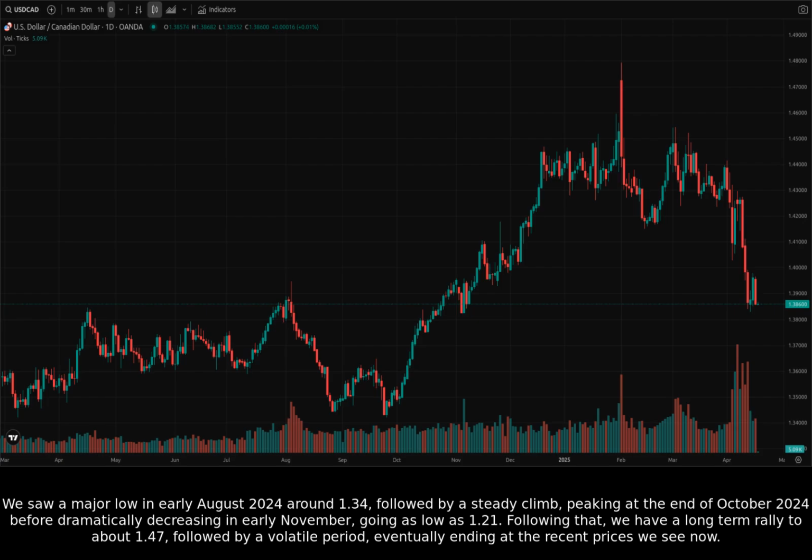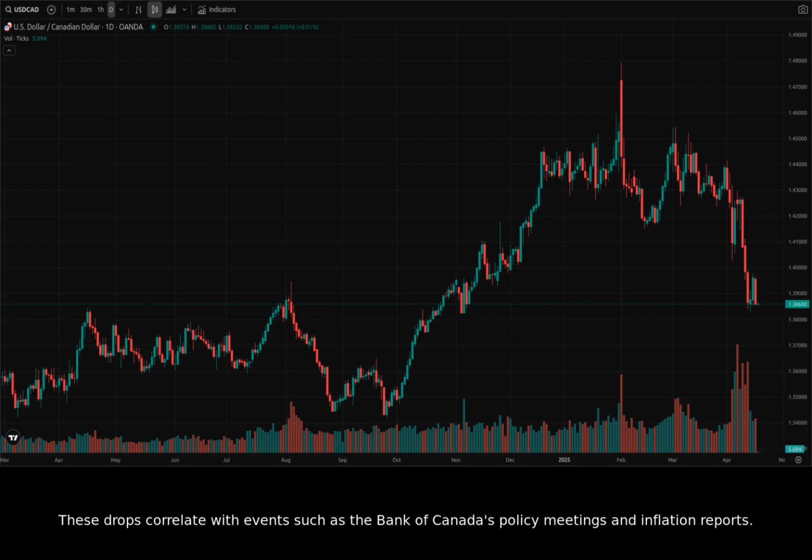Following that, we have a long-term rally to about 1.47, followed by a volatile period, eventually ending at the recent prices we see now. These drops correlate with events such as the Bank of Canada's policy meetings and inflation reports.